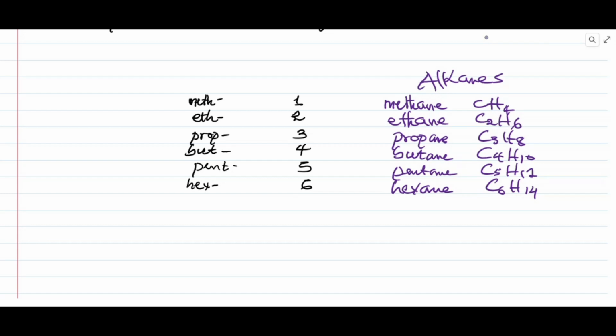So in the next series, we are going to look at the formula of these compounds. How do we show the formula of those compounds? We will look at that in the next series.